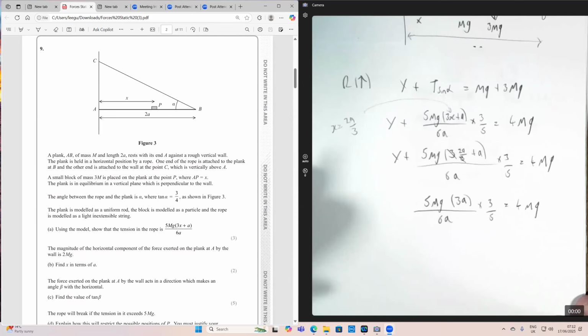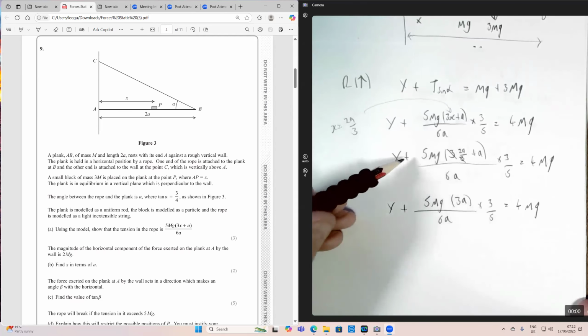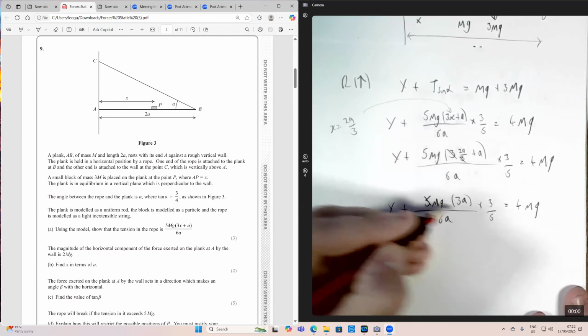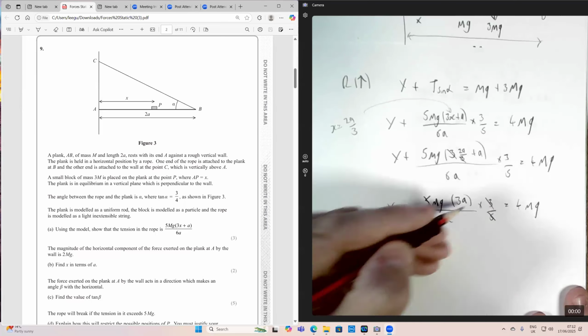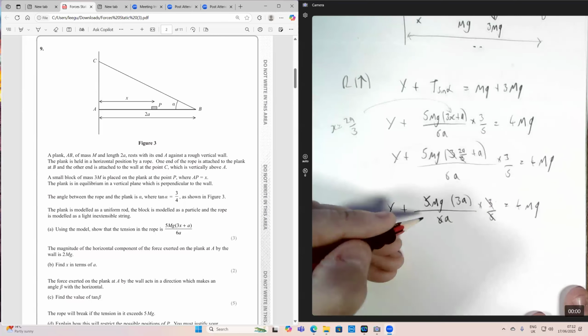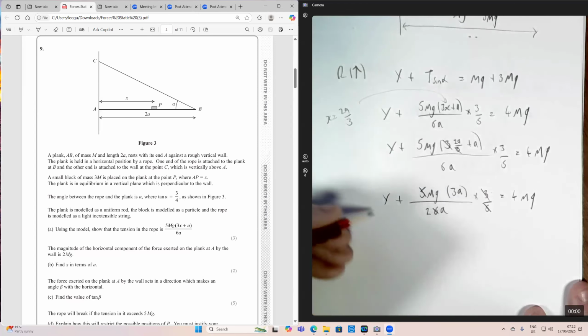We could cancel mg from both sides as well. Oh, no, actually, we can't cancel mg from both sides because of the way we've got a plus there as well. So we'll leave that for a moment. Let's see what else can cancel. The 5 can cancel there, and that 3 can cancel with the 6, and that can become just a 2a there in the denominator. So let's just write down what we've got so far.